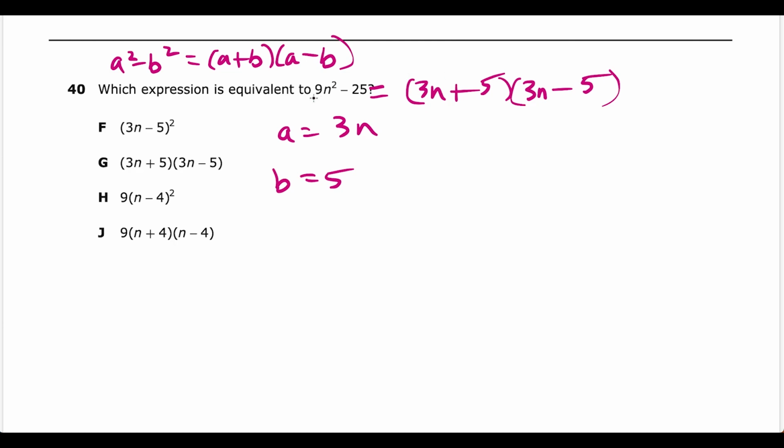Just know when you're doing this, you do the square root of the first term plus or minus the square root of the second term. So now we scan the answer choices. Choice G is our answer.